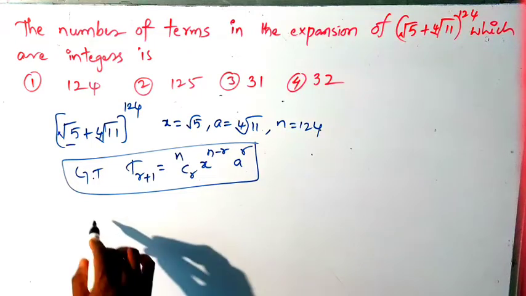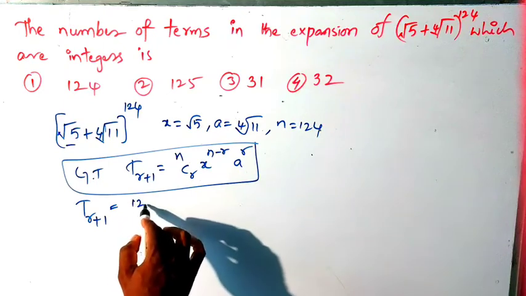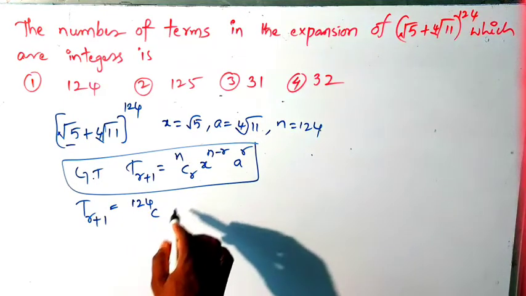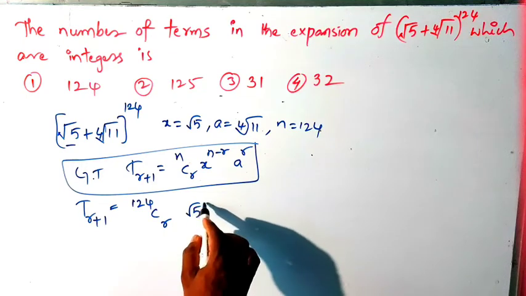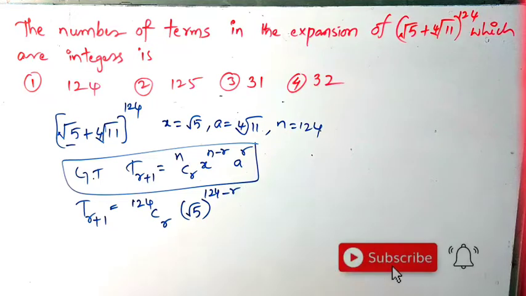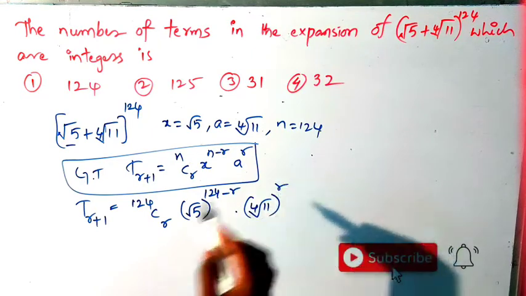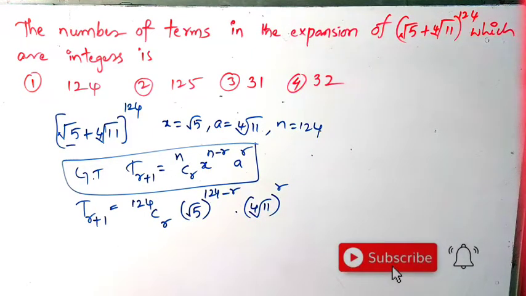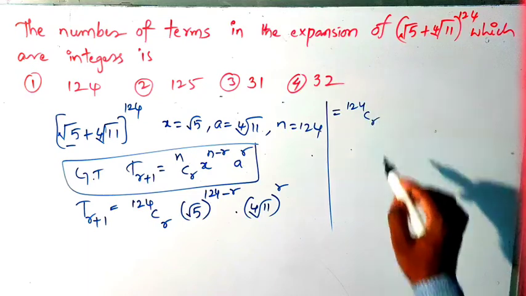So we write here T(r+1) equals nCr. What is n? 124. So 124Cr, r as it is. What is x here? Square root of 5 is the x, and n minus r, that is 124 minus r, into a. What is a? 4th root of 11, whole power of r. So 124Cr as it is.